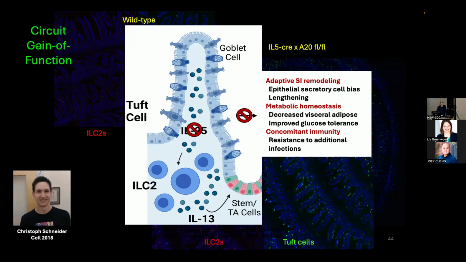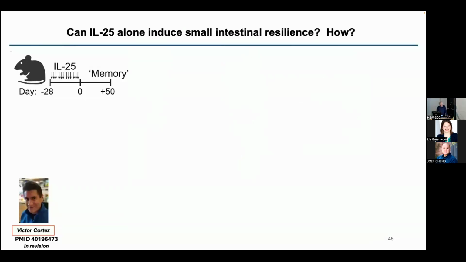And all this was deleted if Christoph knocked out IL-25. So that's set the stage for the last story I'm going to tell you, which was summarized in a cartoon. Victor Cortes spent a long time optimizing a regimen where he could condition these mice and then wait a long time.